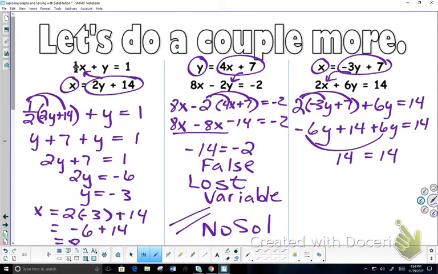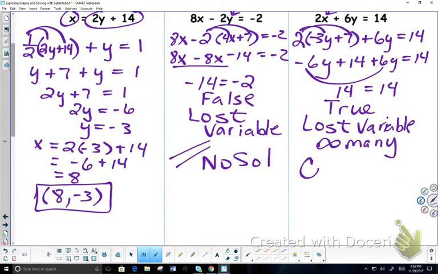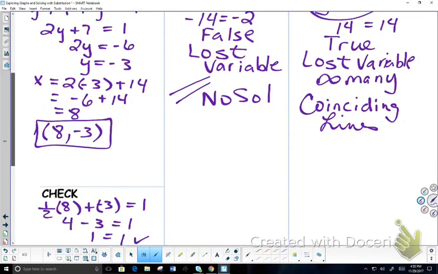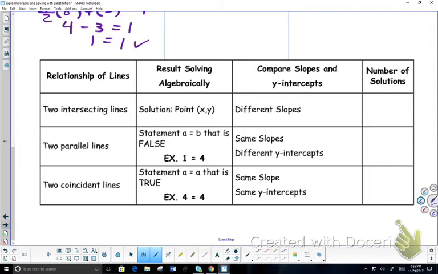This is a lot like the last statement, except this time we have a true statement. I lost my variable. So this is the scenario not where we won't have any answers, but instead we're going to have infinitely many. In other words, these two lines are on top of each other. They're called coinciding lines. It is the exact same line, and therefore every single solution is a solution. So down here we got a box that kind of sums all that up for you.